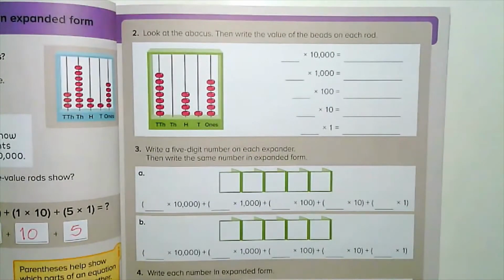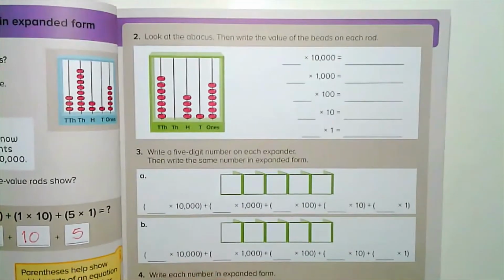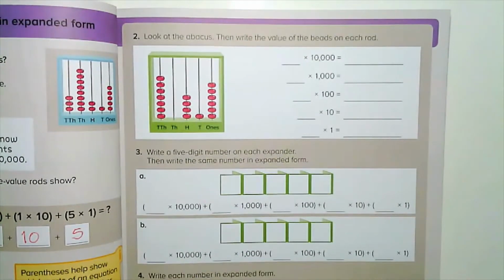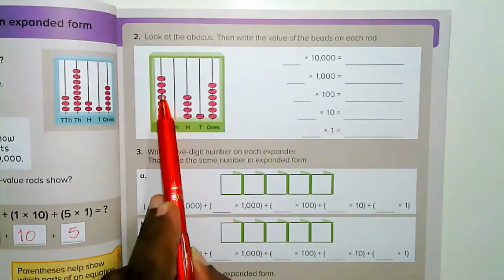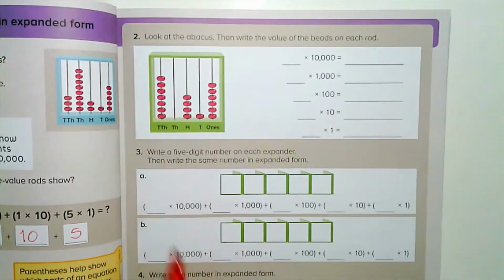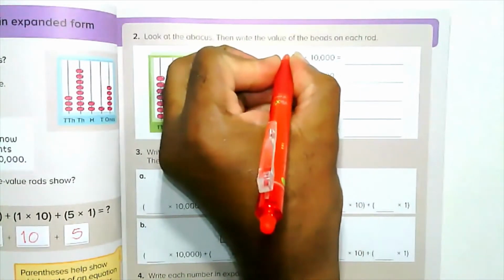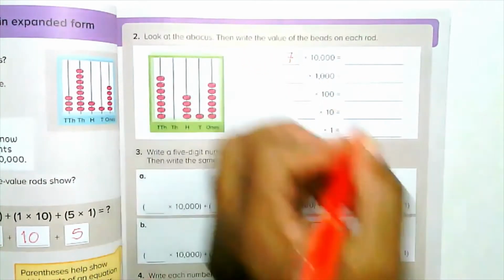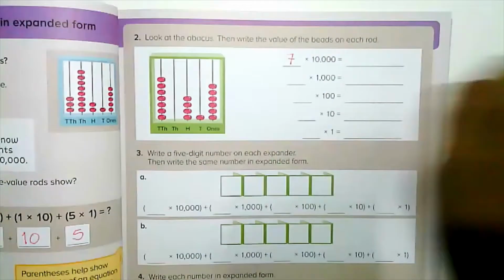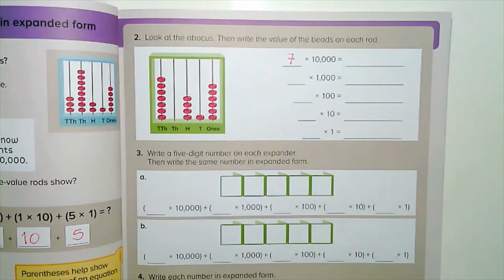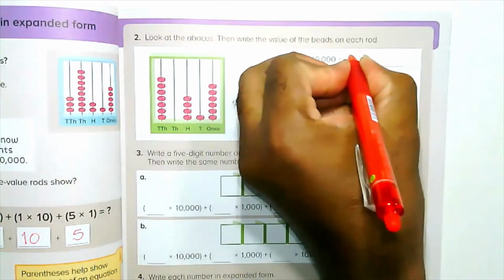Now let's go on to number 2. Look at the abacus, then write the value of the beads on each rod. So right here we have 10,000, which is 1, 2, 3, 4, 5, 6, 7. 7 beads. So we have 7 times 10,000, which is 70,000.